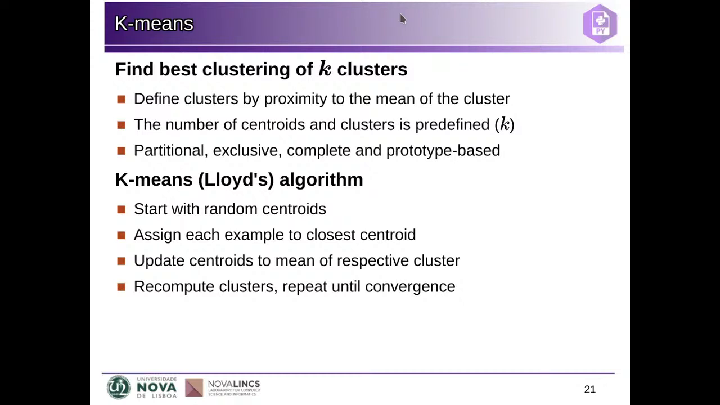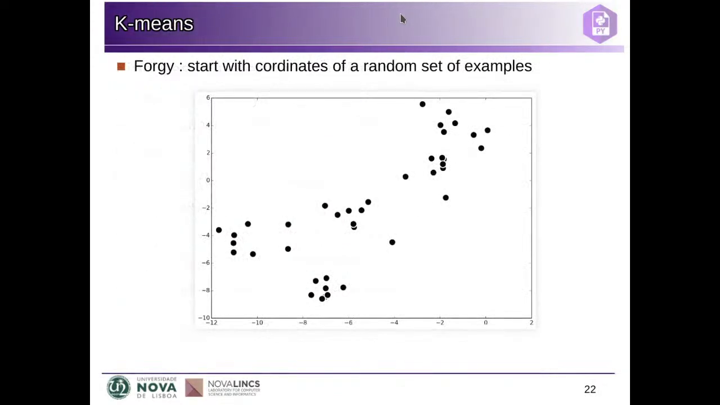And the algorithm is basically to start with a random distribution of centroids. Then we are going to cluster our examples by assigning each example to its closest representative. And then we are going to update the centroids to place them in the mean of each cluster and recompute. So I'm going to illustrate this.